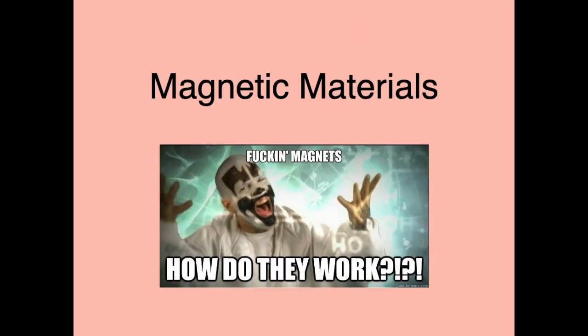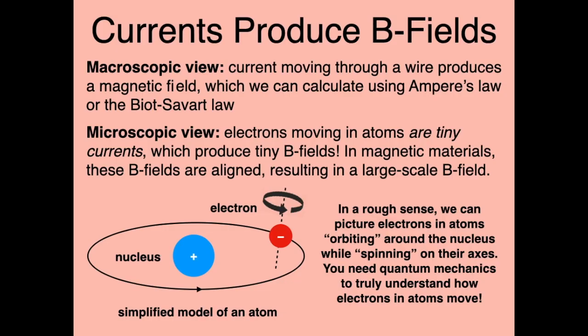Okay, so the next topic here is magnetic materials. What we want to get a sense of here is, if you have something like a bar magnet and it attracts another bar magnet, how does that actually work? Because so far, we've really only talked about magnetic fields created by currents running through wires. So how does a magnetic material actually work?